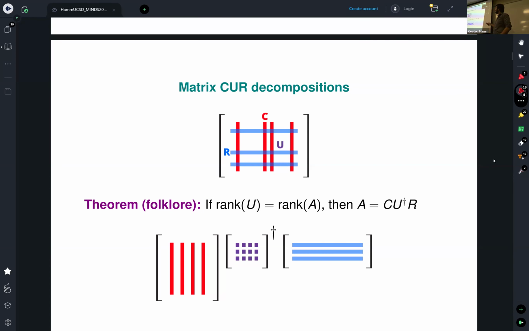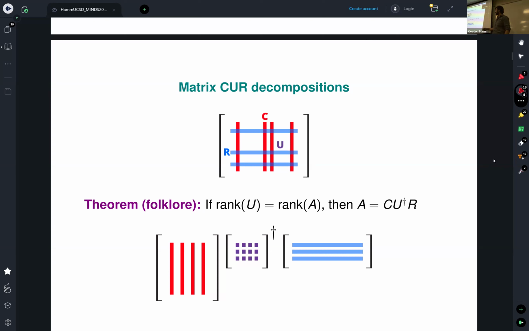So the theorem says, suppose I have a matrix A here, and suppose I extract some columns, which are these red bars here, extract some rows, which are in blue, and then the purple entries, of course, are the intersection or the overlap between those selected columns and rows. And the theorem says that if I chose columns and rows judiciously enough such that the rank of that small purple matrix U is the rank of the full matrix A, then I get this exact decomposition. A is the product of columns, the Moore-Penrose pseudo-inverse of U, that middle matrix, times the rows.